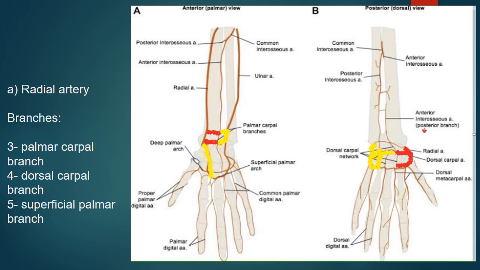While the terminal part of the radial artery itself, this blue part, forms the deep palmar arch by joining the deep palmar branch of the ulnar artery. These were the branches of the radial artery in the forearm.